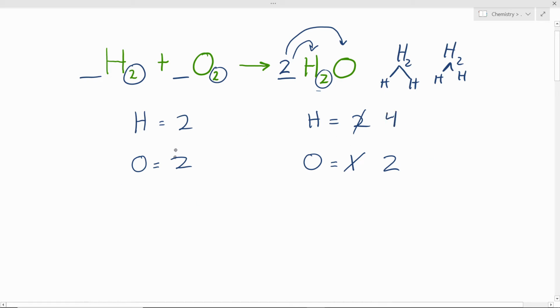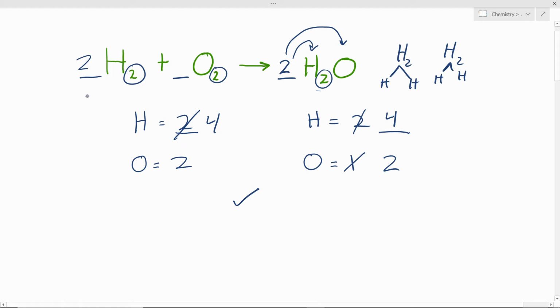Now we see that the oxygen atoms are balanced, but the hydrogen ones are not, which is okay. We just need to balance the hydrogens now. So here we have 2 over here and 4 over here. Now, if I put a 2 here, we can see that 2 times 2 is going to be 4. So now I have 4 atoms of hydrogen. So now my equation is balanced because I have 4 hydrogens on each side and 2 oxygens on each side. This is going to be balanced.